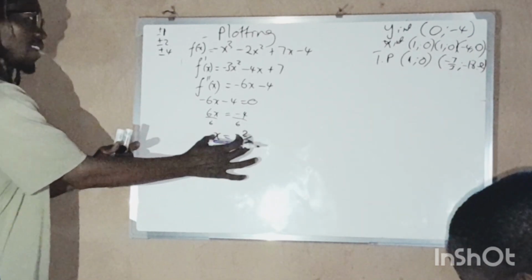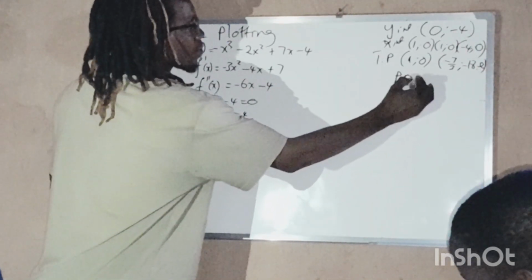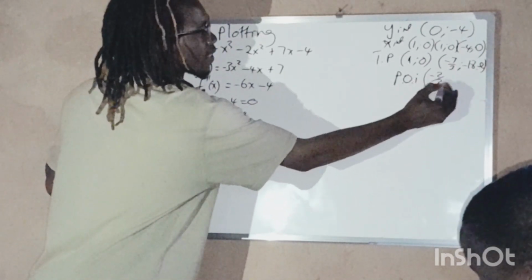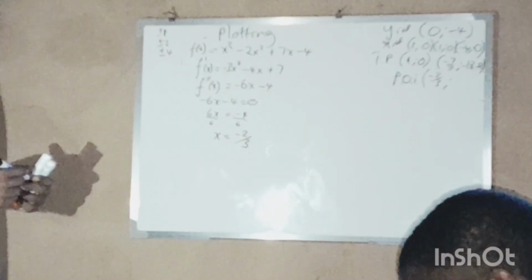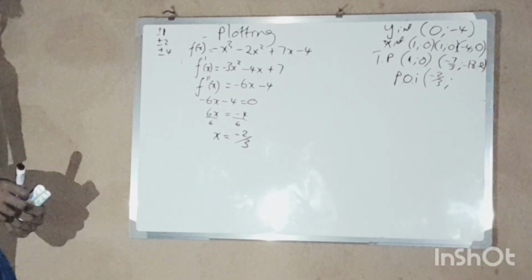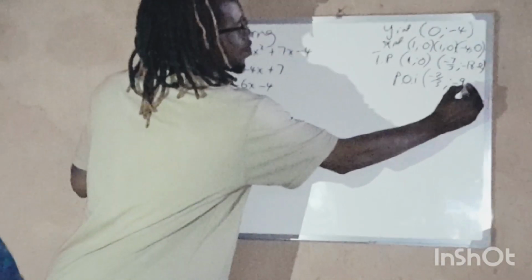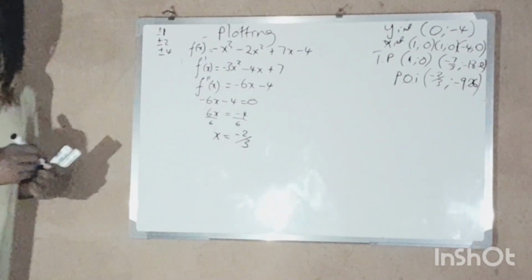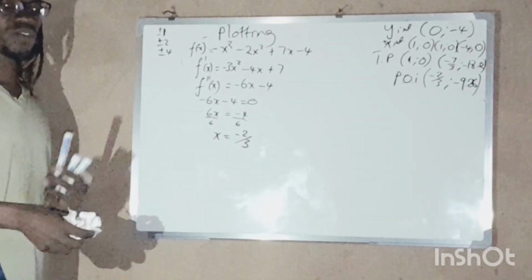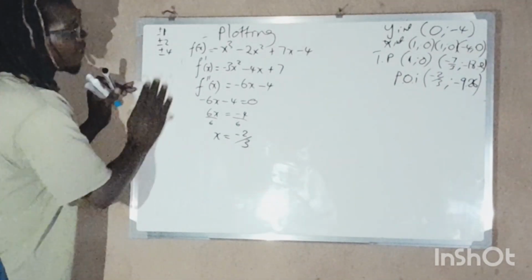So again, we're going to take this and substitute in the original equation, right? So what are we going to get? What are we going to get if we substitute -2/3 into the original equation? -9.26, right? And then it means that we have found all the things that we need to draw this function, right? So let's plot this function.